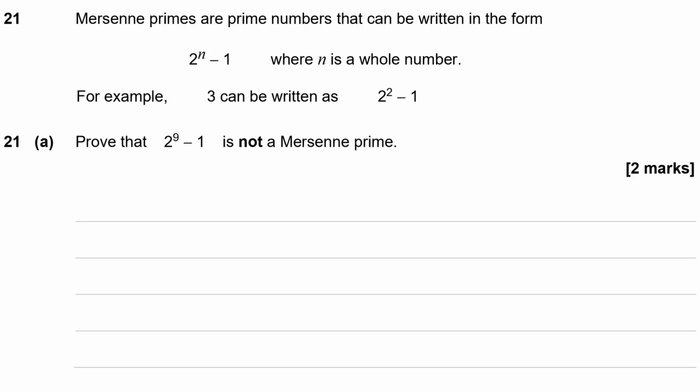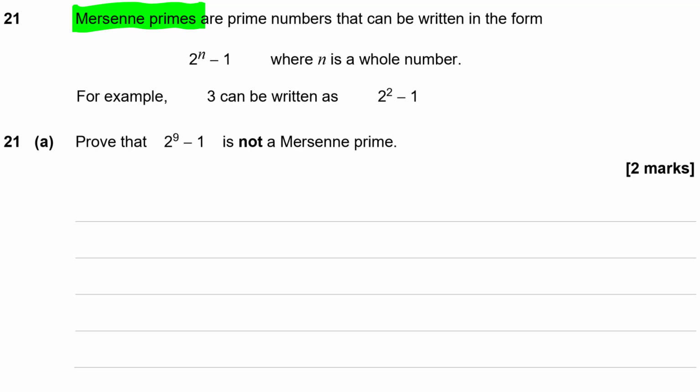Now, question 21 starts talking about Mersenne primes. Now, before you go and start complaining to your maths teacher that they've never mentioned Mersenne primes to you, don't worry about it. You're not meant to know what they are. They go on to explain what Mersenne primes are. It's not assumed knowledge for the test. So Mersenne primes are prime numbers that can be written in the form 2 to the power n minus 1, where n is a whole number.